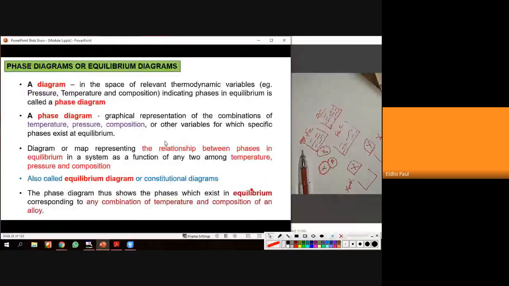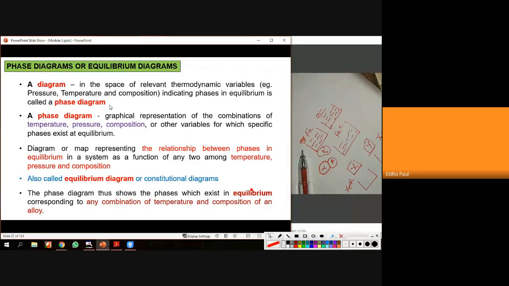Next, we are going to study about phase diagram or equilibrium diagram. We already studied about phase, and the phases in formation of solid solution can be single phase or multi-phase, and that depends upon the physical or chemical characteristics of the components. So we can draw a diagram based on this to distinguish these phases. A diagram in space of relevant thermodynamic variables indicating the phases in equilibrium is called a phase diagram.